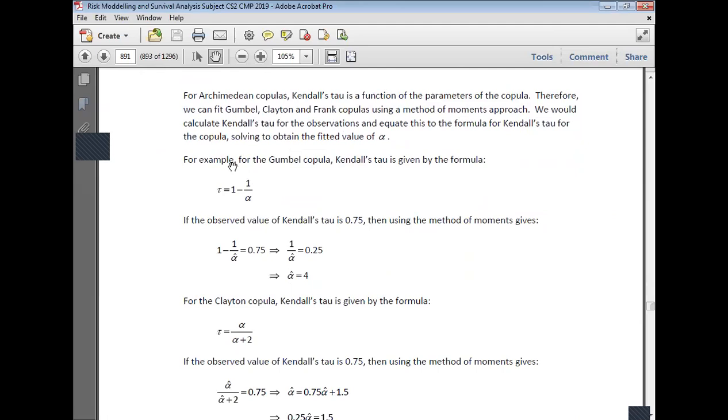What they are trying to say is that for the Gumbel copula, Kendall's tau can be summarized as 1 - 1/alpha. So if you have data and you figure out the value of Kendall's tau, you can easily figure out the value of alpha. That is what they've done here. They've given you that Kendall's tau is 0.75, and then you use the method of moments to figure out the value of alpha, which is the only parameter in the Gumbel type copula.